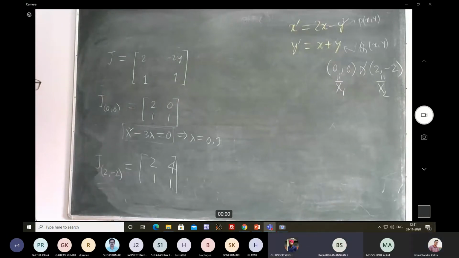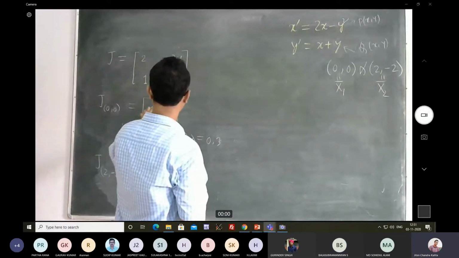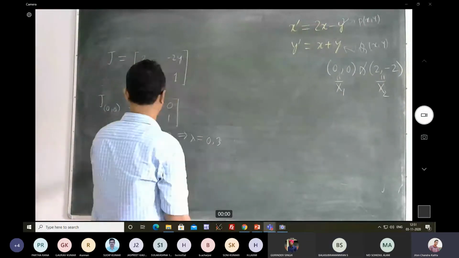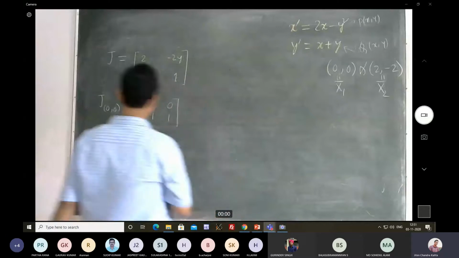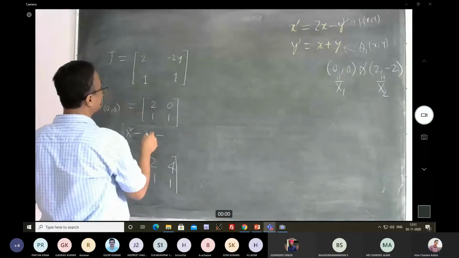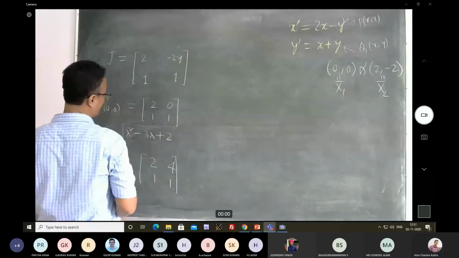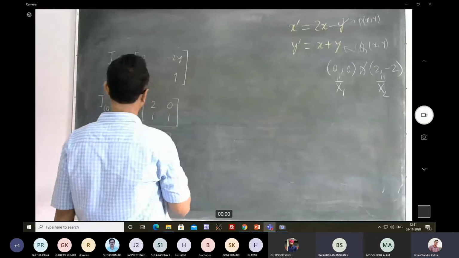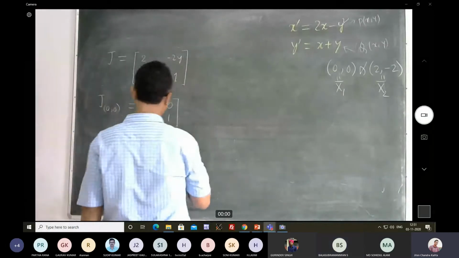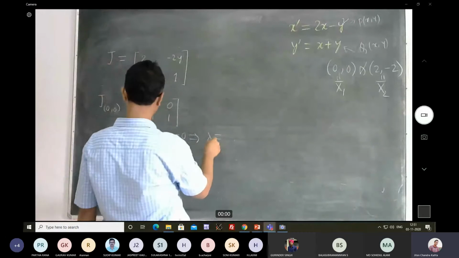So the determinant is 2. Okay, the determinant is 2. We haven't considered that case. I was looking at this. Okay. So minus 3 lambda, then plus 2. So this is equal to 0, and this will imply lambda equal to 1, 2.